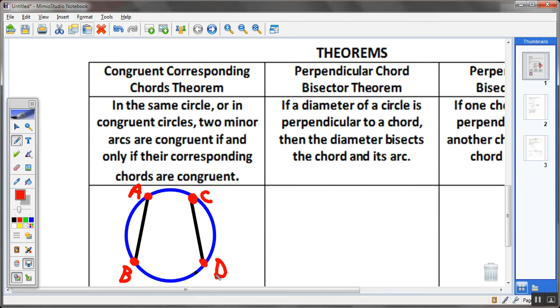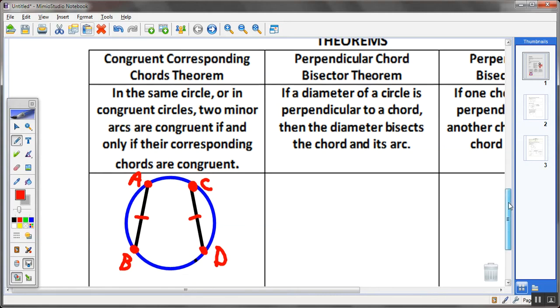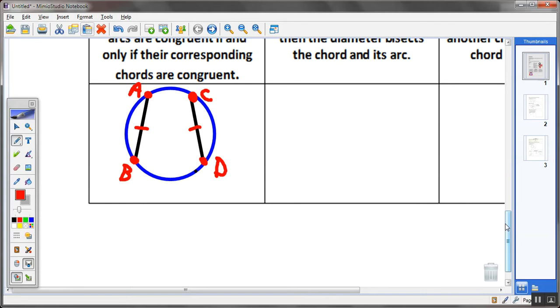Congruent corresponding chords theorem states that in the same circle, two minor arcs are congruent if and only if their corresponding chords are congruent. So this is saying if AB right here, this length AB is congruent to what? Okay, if those two marks are congruent, then what this is telling me, kids, is that the arc measure from A to B is the same as the arc measure from what to what? Okay, so this is saying that the minor arcs, this tells me that if this is the diagram that's given here, then what we can say is arc AB is congruent to what, kids?